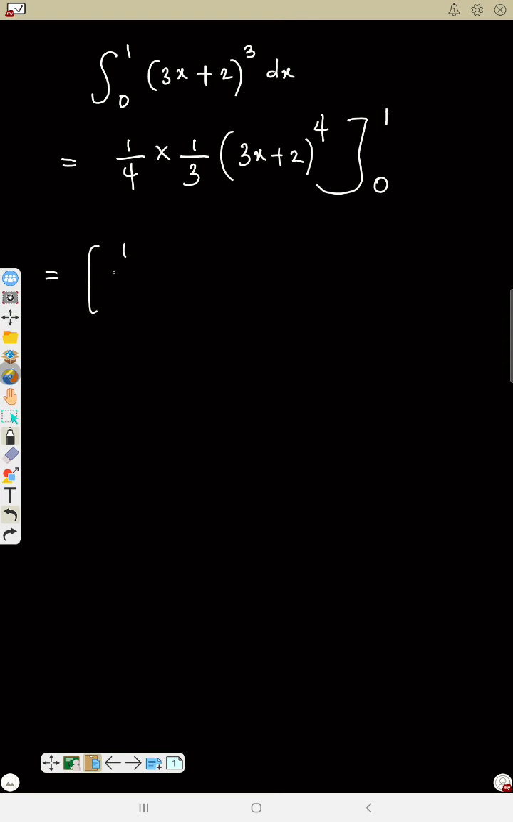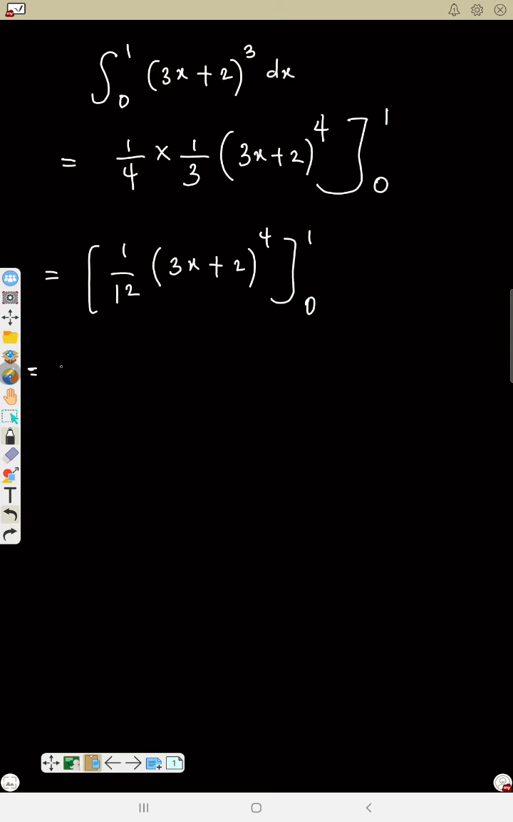Now this will be 1 over 12 bracket, meaning 1 times 1, 4 times 3, 3, like that. Then 3s plus 2 raised to power 4, then 1 and 0. So from here, anywhere you see s, put 1, it's the same way.